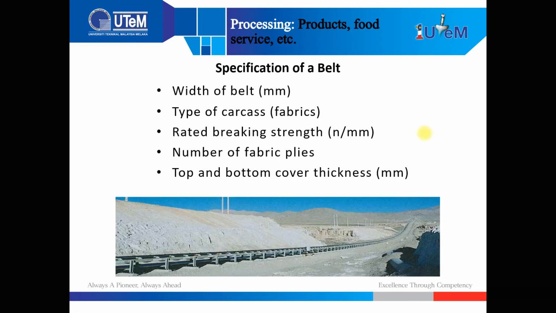Okay. And then the specification of a belt. We have to consider the width of the belt, the type of carcass, material like fabrics material, and then the rated breaking strength, number of fabric plies, and top and bottom cover thickness. So these are the specifications that we need to consider if we want to buy or design the belt system, or the conveyor system.